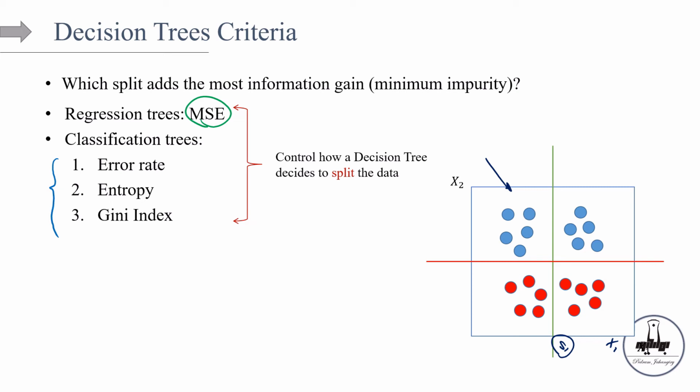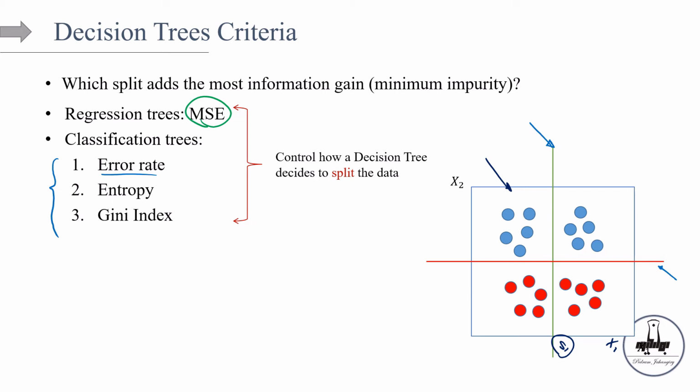Error rate is something that we're all familiar with, the number of misclassifications. So for example, here, if I use the green split, what is the error rate here? 50%. What is the error rate here? 50%. If I use the red split, what is the error rate here? 0. What is the error rate here? 0. So you already know that you want to minimize the error rate, right?